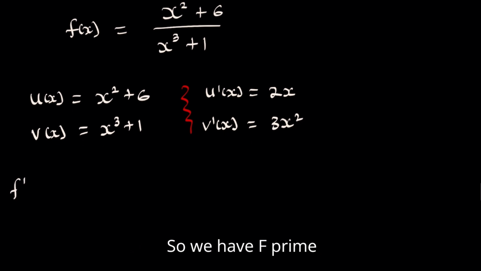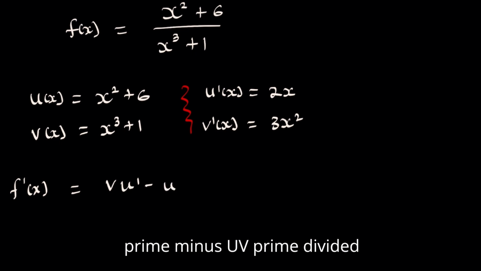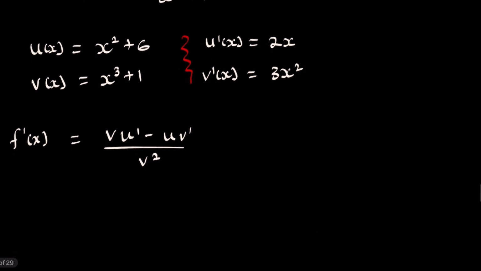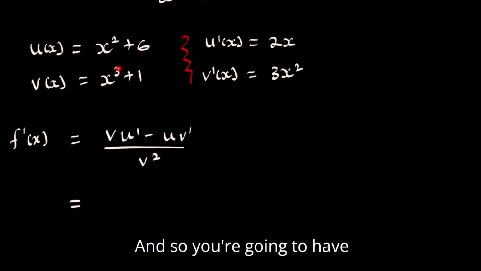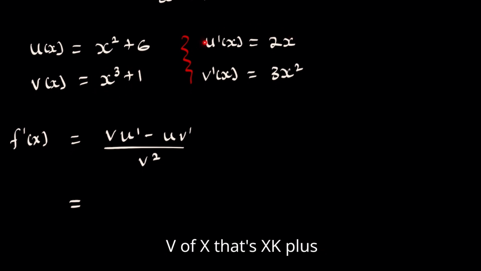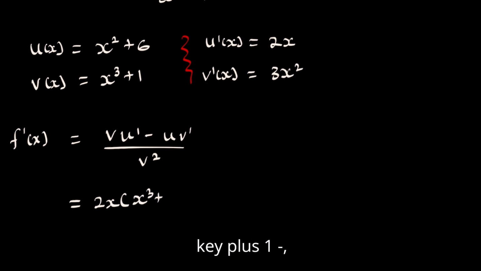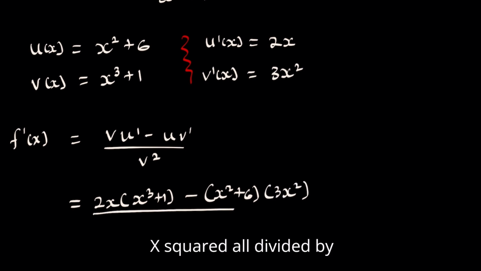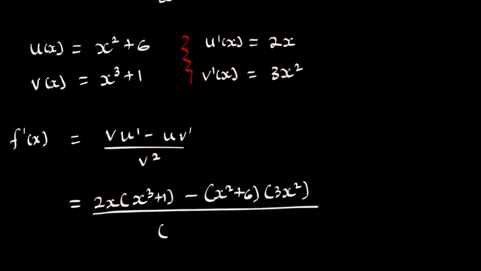So we have f prime of x giving us v u prime minus u v prime divided by v squared. And so we are going to have v of x, that's x cubed plus 1, times u prime of x, that's 2x, so 2x multiplying (x cubed plus 1), minus u of x, which is (x squared plus 6) multiplying v prime of x, which is 3x squared, all divided by v squared, that's (x cubed plus 1) all squared.